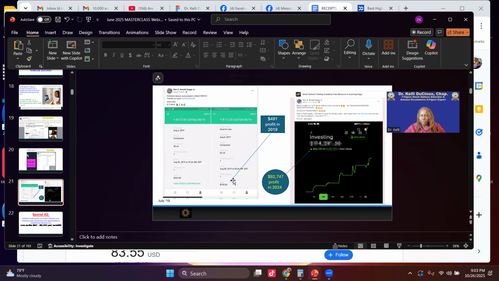I already explained to you how to figure out percent return, profit, and ROI. You subtract these two numbers to figure out your profit, and then you take that number and divide it by how much you started with. So on his very first trade, he made $491 in 2019.